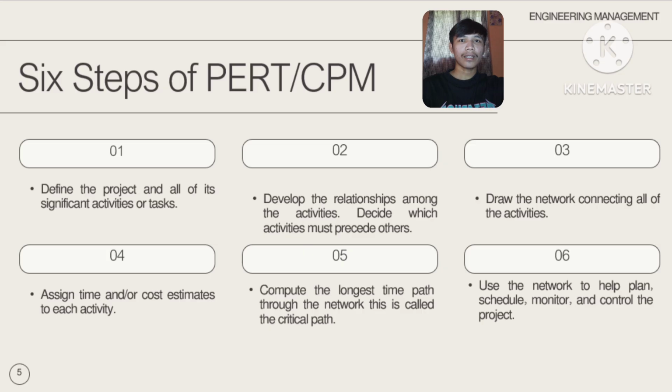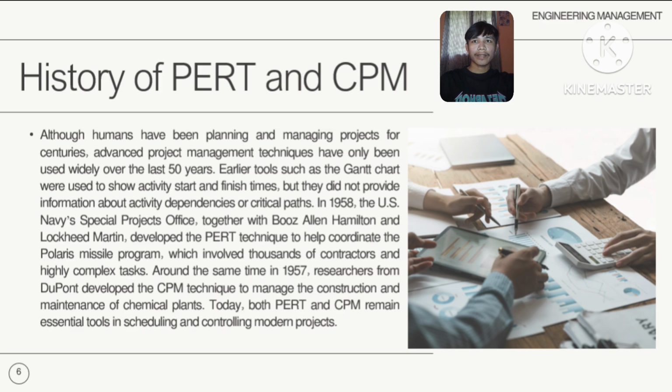Lastly is to use the network for control. Finally, use the completed network and critical path analysis as a tool to plan, schedule, monitor, and control ongoing projects. So let's proceed to the next slide, which is the history of PERT and CPM.